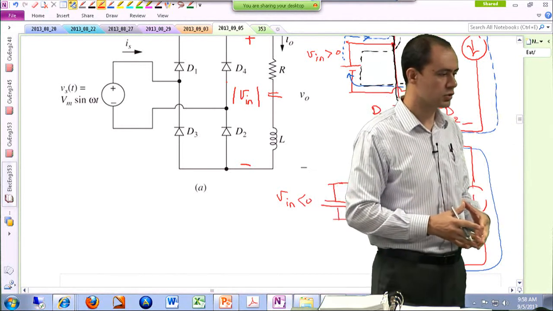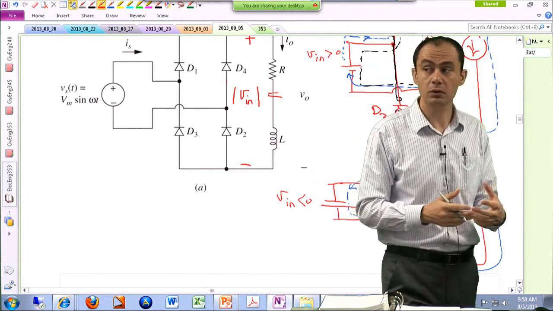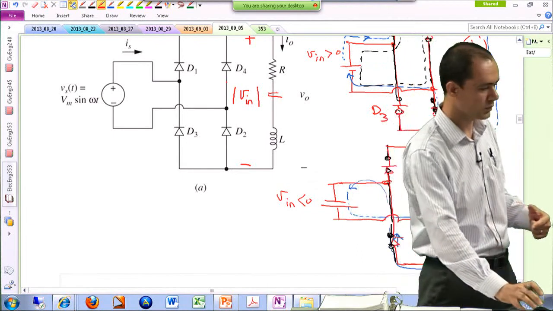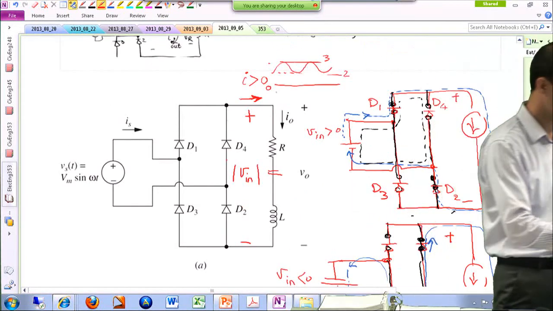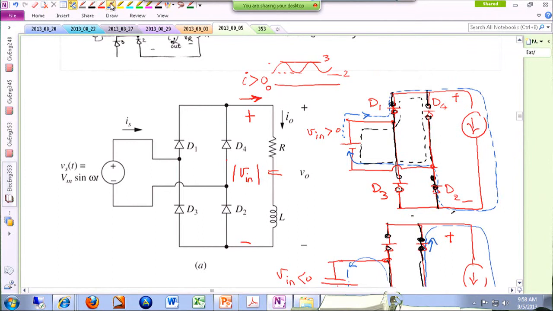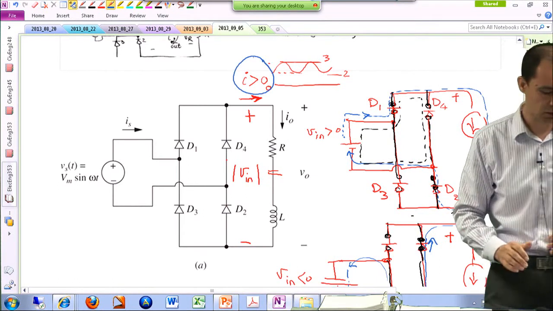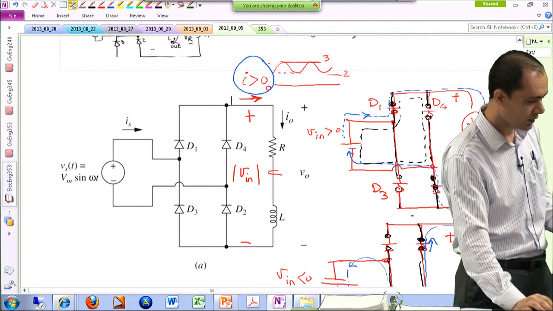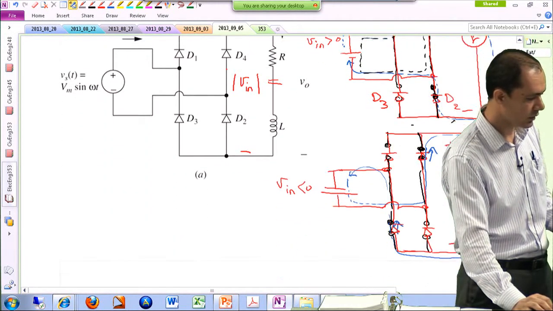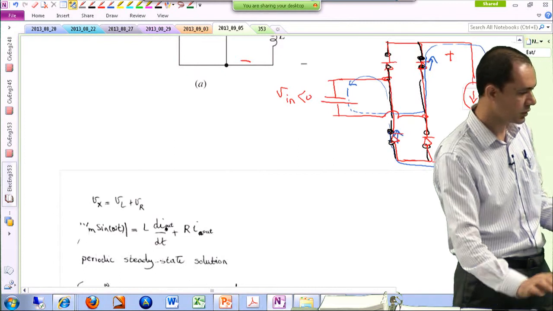Then the next question is, okay, what does this current look like? And remember, we also in the end have to make sure that the original assumption that I made is true, and that was the output current should be positive. All right. In order to find this, you kind of have to solve basically a differential equation.